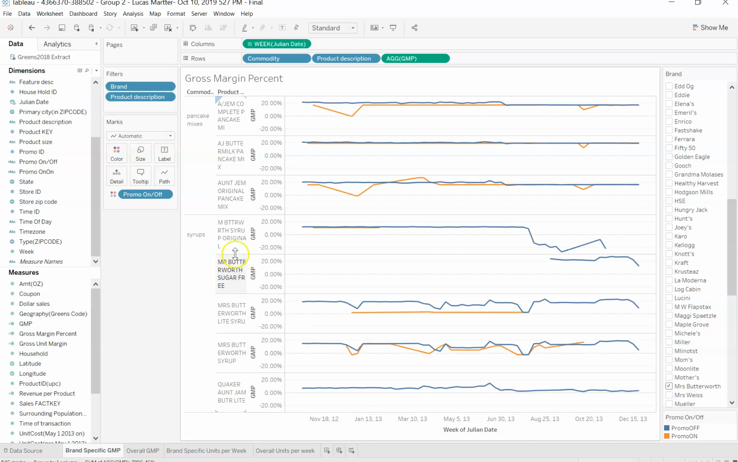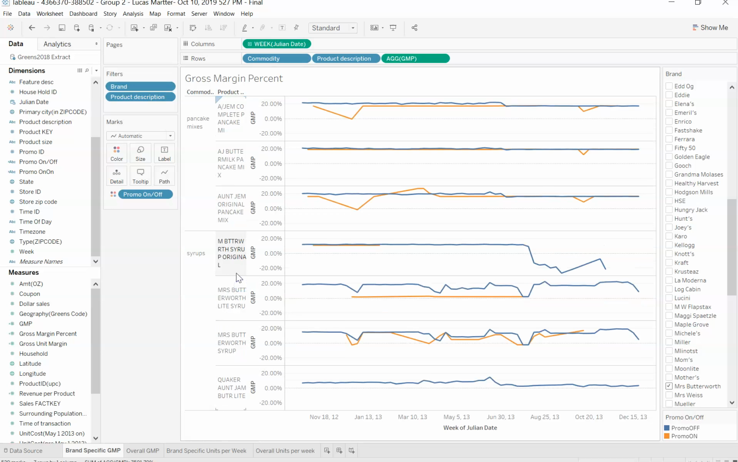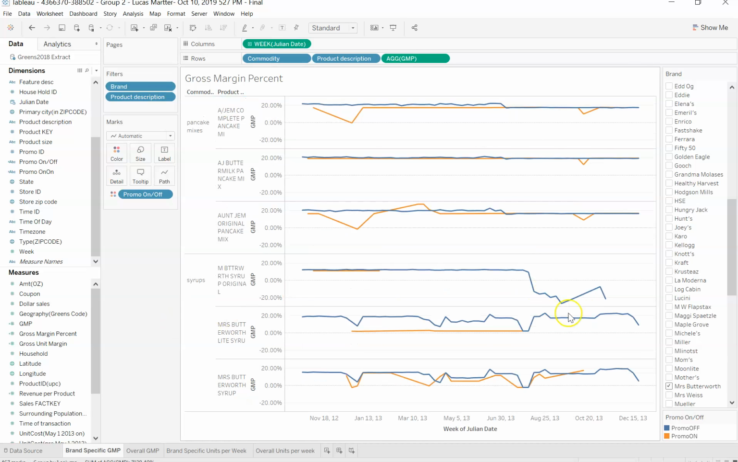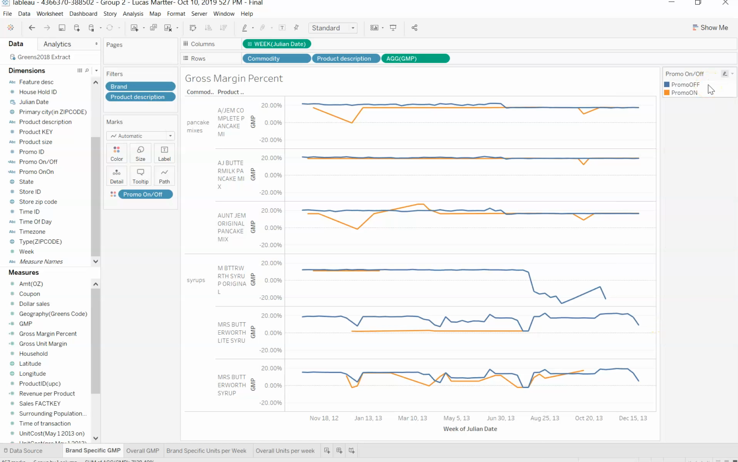Exclude. Oh, that's got some on it. Let's see. Here's one. Exclude. And down here, let's exclude that one. And looks like here we've got basically all of the Aunt Jemima and Mrs. Butterworth's where there actually were promotions and not promotions. Let's hide this card over here so that we can get back to easily seeing our legend here. And so promo on, let's see, for each one of these, what's the performance? Looks like in almost all cases, the gross margin percentage is lower, which is what we expect.